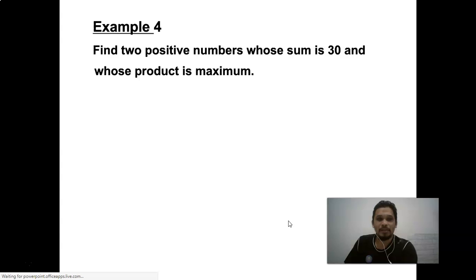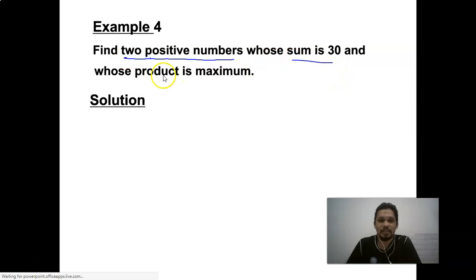Okay, so right now let's see the solution for this question. I mention the question here now. Find two positive numbers with the sum of 30 and the product is maximum.